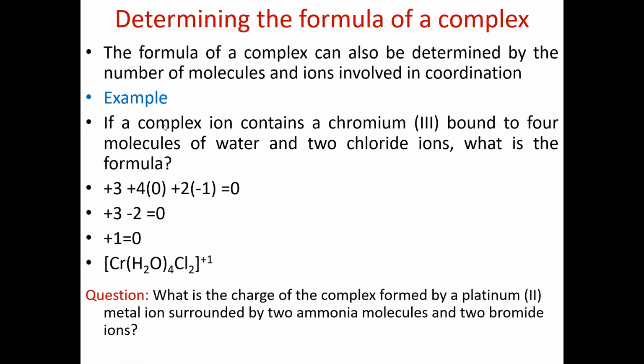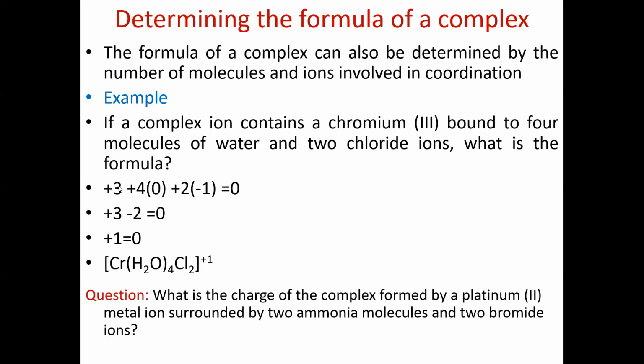I gave an example here: if a complex ion contains chromium 3, so chromium 3 bound to 4 molecules of water and 2 chloride ions, what is the formula of the complex? So now I have told you it's chromium 3. The chromium has an oxidation state of 3, and it has 4 water molecules, and it has 2 chloride ions. So what is the formula?